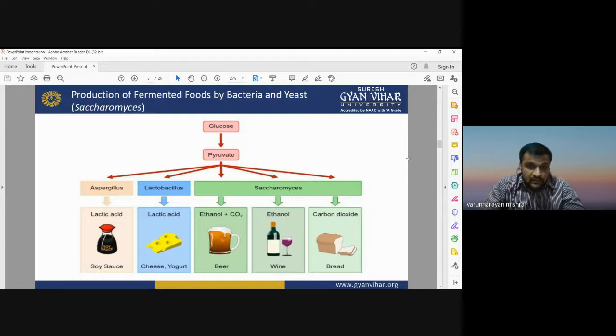Okay, so this is the production of fermented food by the bacteria and yeast. Glucose will be converted into pyruvate, then it will be converted into lactic acid, that is soya sauce, then lactic acid in the form of cheese, beer, ethanol, and the carbon dioxide will be used as a substrate component for the bread. So these are the production of the different fermented foods by the use of bacteria and yeast, and all need some kind of energy source, that may be glucose or carbohydrate, and then it will be converted into different products using different fermentation processes.